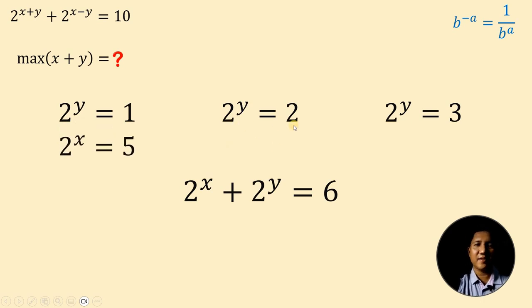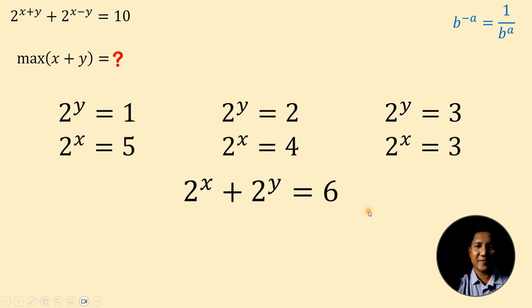On the second case, if 2 raised to y equals 2, then 2 raised to x must be equal to 4. Alright? And on the third case, if 2 raised to y must be equal to 3, then definitely 2 raised to x is also equal to 3.